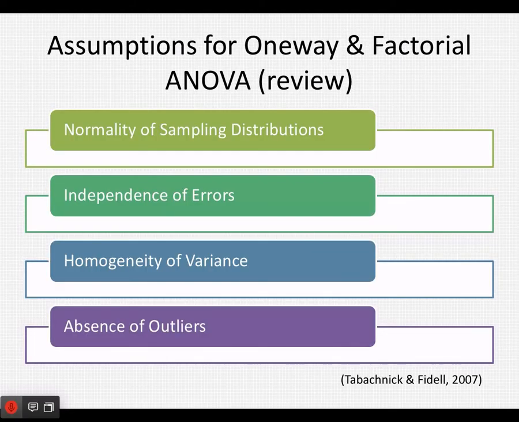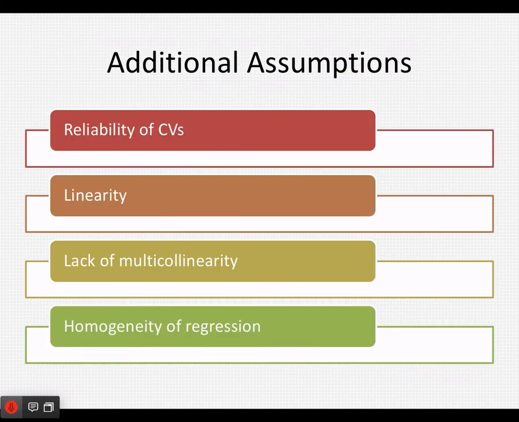These are the assumptions for one-way and factorial ANOVA. And if we're running an ANCOVA, we have four additional assumptions that we need to examine. One is the reliability of the covariates, which is looking at the Cronbach's alphas, so we want a consistent, reliable measure. And then the second one is linearity.